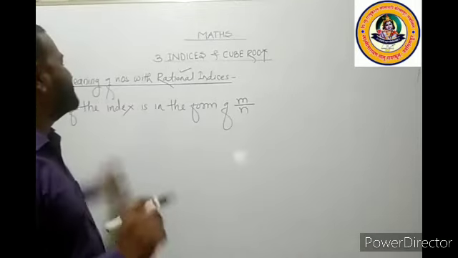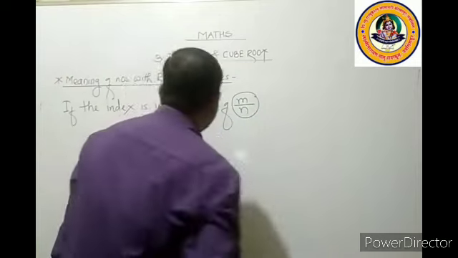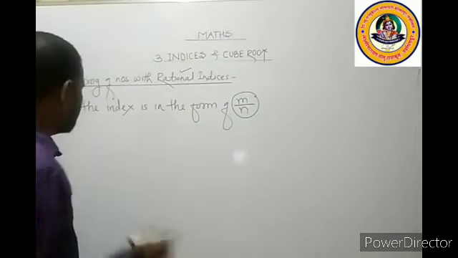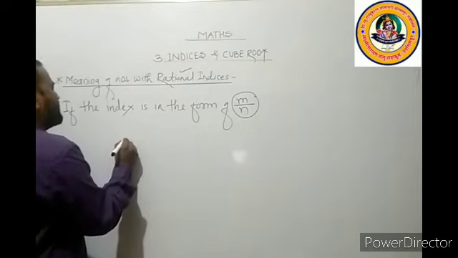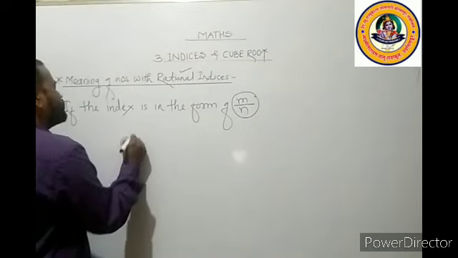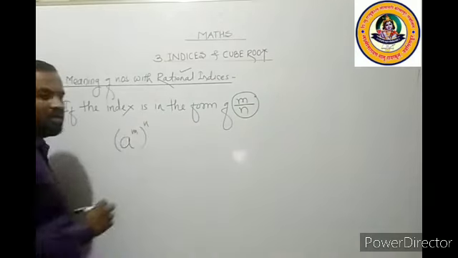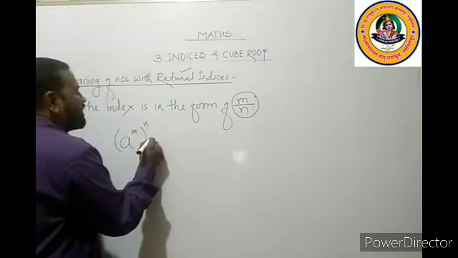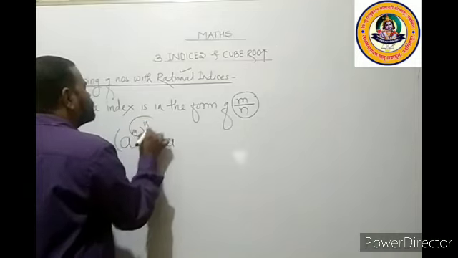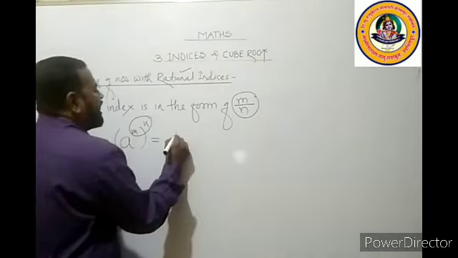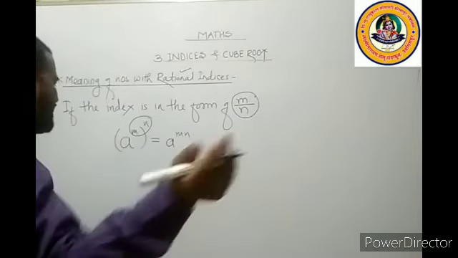If the index is in the form of m by n, what is the meaning of this? Let us see. We already learned the laws of index, that is a raised to m, raised to n. Then we write a raised to the product of these two indices, that is m into n, that is a raised to mn. Let's see one example.